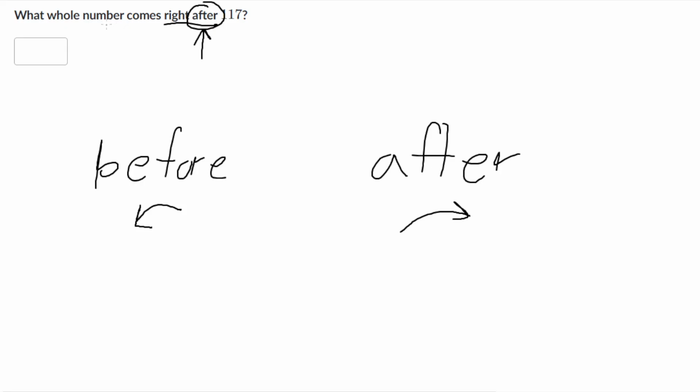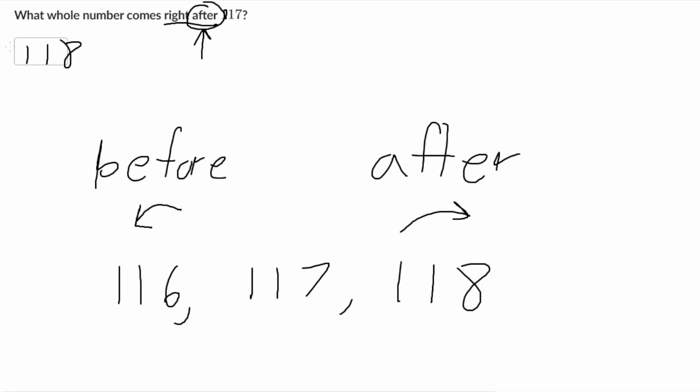When we're saying the whole number that comes right after 117, we have to think about what number is after 117. To answer that, if you're counting 1, 2, 3, 4, 5, 6, 7, etc., let's think about what's before 117. Before I count to 117, I'm going to say 116, 117, 118. And that would be my answer. For the very first one, it would be simply 118.